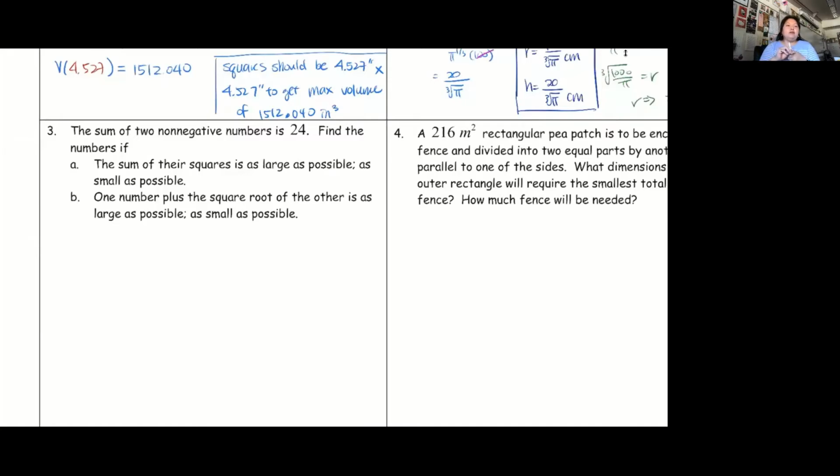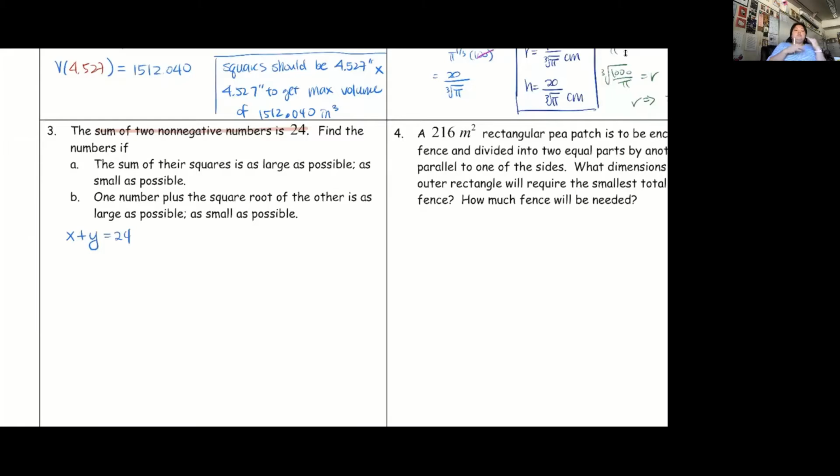Let's see what we have here. Number 3 says the sum of two non-negative numbers is 24. So that's the first thing you want to address, is reading this. The sum of two non-negative numbers is 24. So I'm going to pick my usual two variables, x and y. So I'm saying, okay, x plus y, because that's what sum means, right, equals 24.